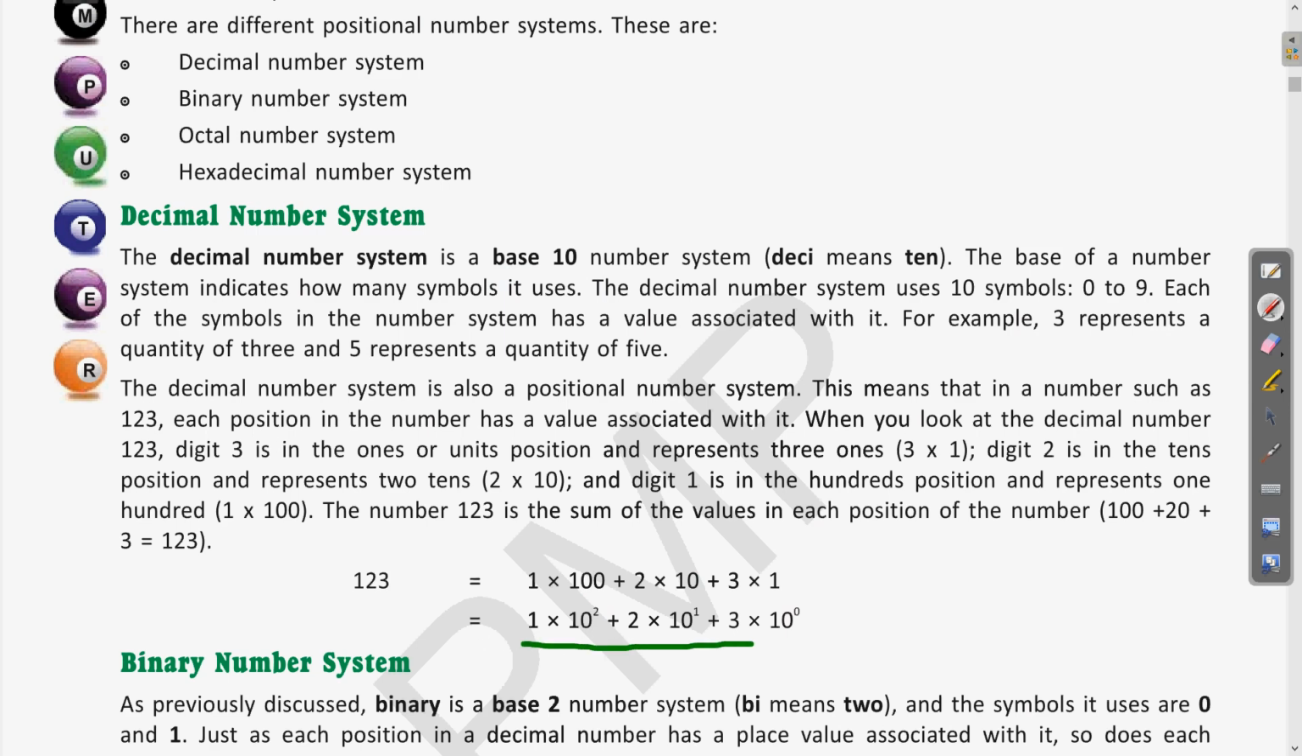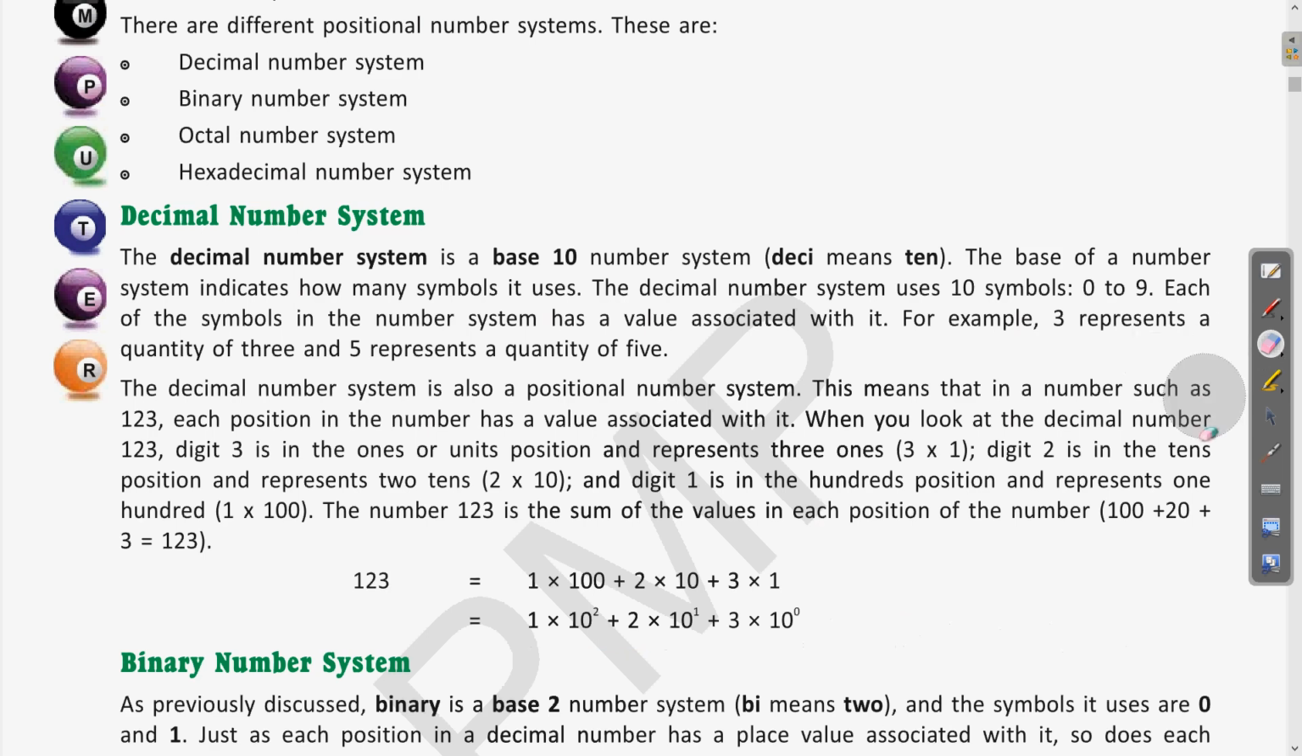If you calculate this whole number, then it will become what? 100 plus, not 2 but 20, why? Because it is 2 into 10. And at the unit place we have 3, here it is 3 into 1. So 100 plus 20 plus 3 will again give you 123. So why are we breaking this? We are breaking this to relate it in terms of its base. Okay, this we have seen.